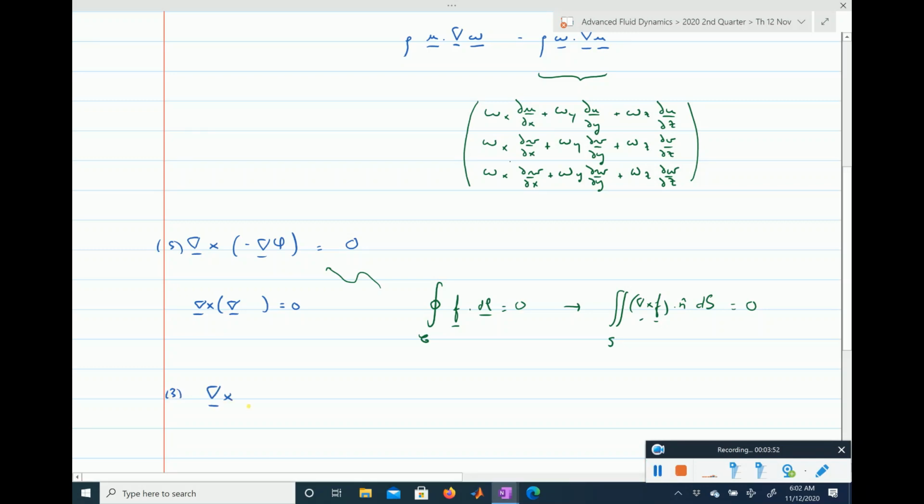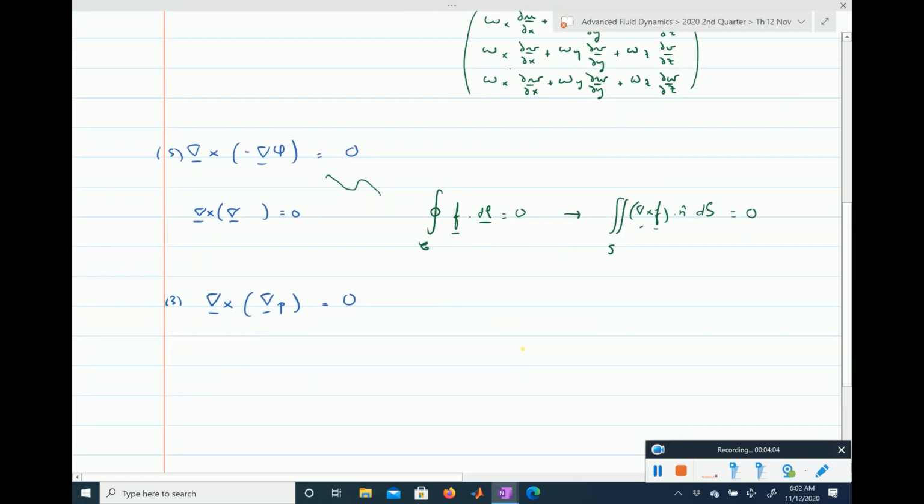Okay, so we can look at the next term, the third term, that was the pressure term. There we had the curl of the gradient of the pressure. Therefore, here again you have the curl of a gradient, and therefore this is equal to 0. So the pressure term disappears from the equation.